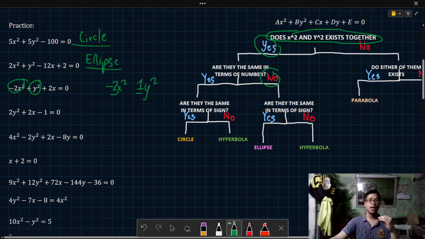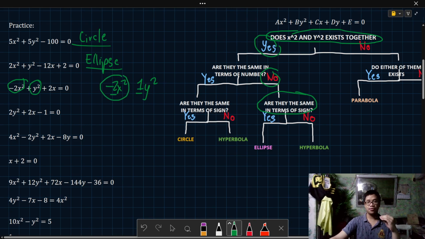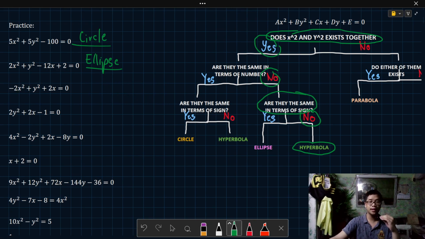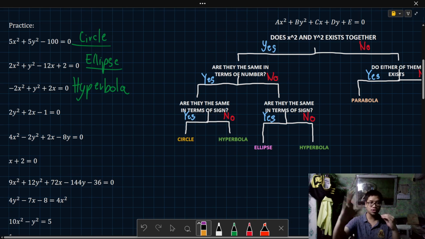They're not the same. Now, how about the signs? Are they the same in terms of sign? If you take a look, x squared is negative, y squared is positive, so the answer for that is no. So it brings us to the conclusion that this is a hyperbola. The answer for the third problem is hyperbola. I think you get the pattern here, but we're going to continue solving these problems.